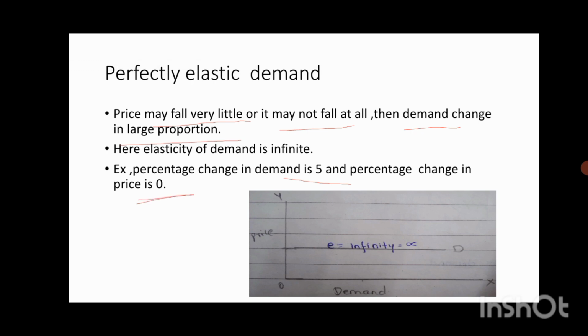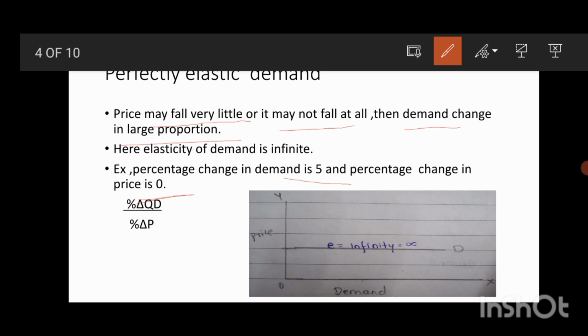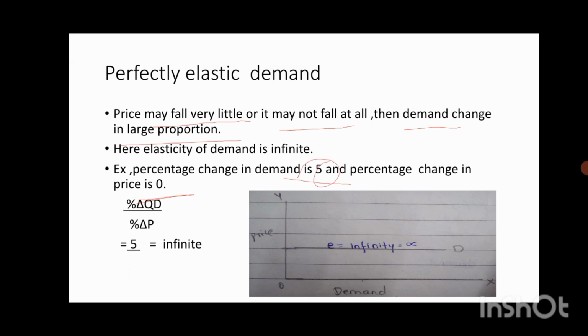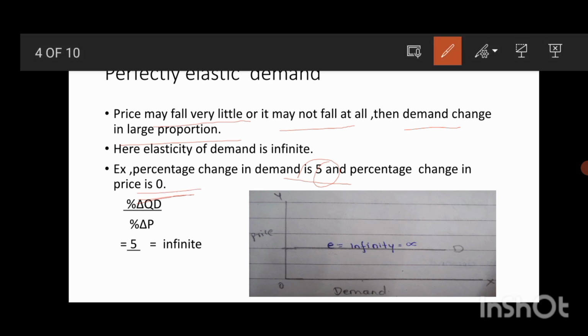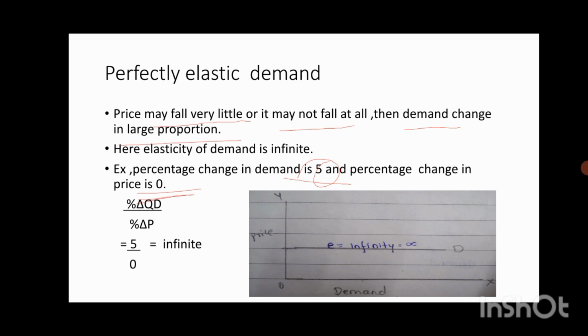So here price elasticity of demand is calculated using the formula: percentage change in quantity demanded divided by percentage change in price. You can see that here the percentage change in demand is 5. So you write 5, divided by the percentage change in price, which is 0. So you put 0 in the denominator. You will get infinite as the answer.